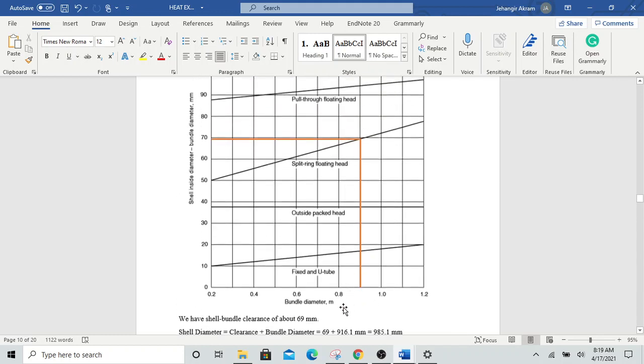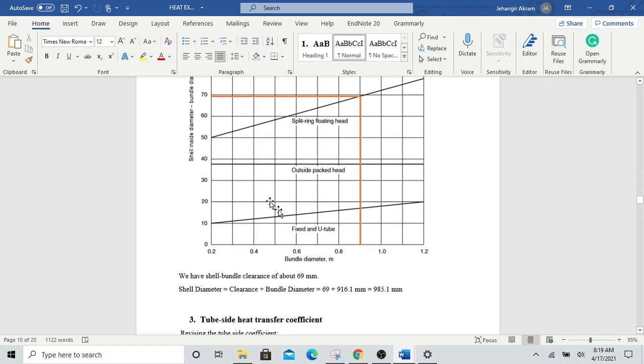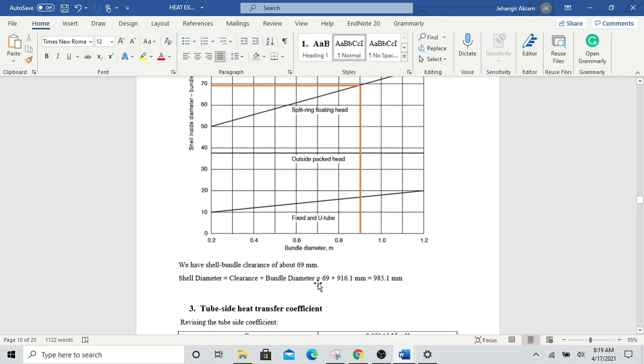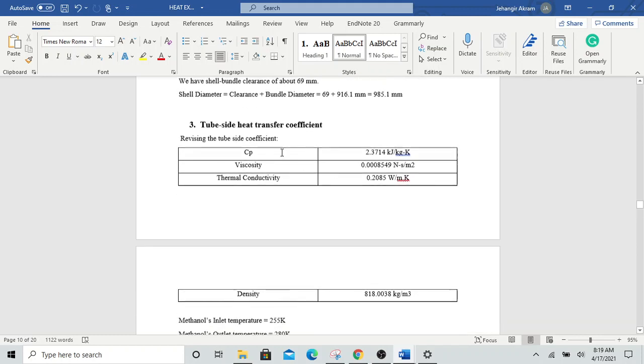So we simply took the value of bundle diameter, intersected it on the split ring curve, and projected it to the left side to get our clearance, which was about 69 millimeter. Then we determined the diameter of the shell, which is the bundle diameter in addition to the clearance, and it comes to 985.1 millimeter.